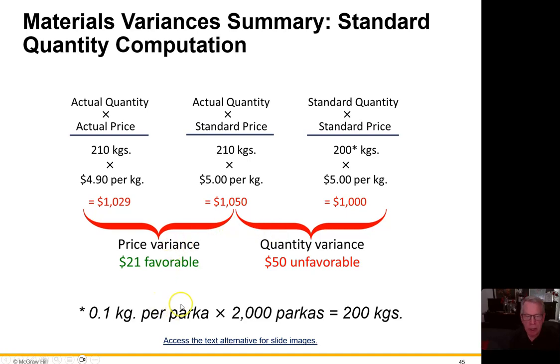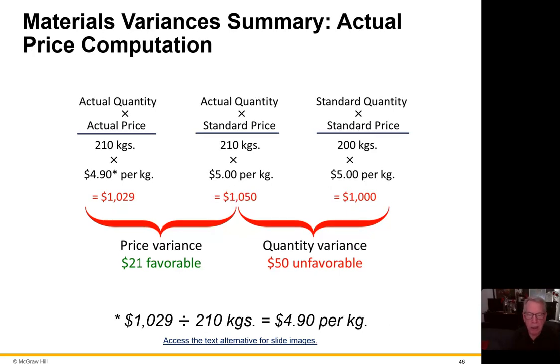As you see here, how did we get these numbers? As I mentioned verbally, we take 0.1 kilograms per parka times the 2,000 actual parkas to get 200 kilograms at standard. So the 2,000 parkas is an actual, but the 0.1 kilogram per parka is the standard. So that's where that 200 came from. Okay, that's the standard quantity computation.